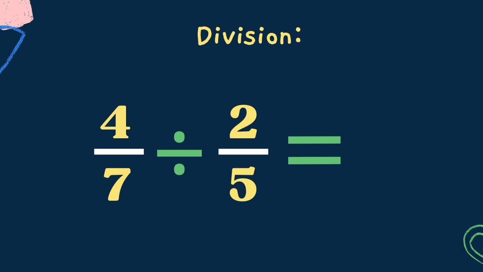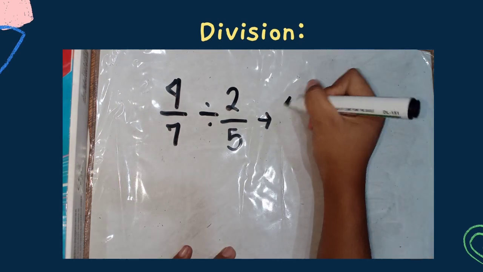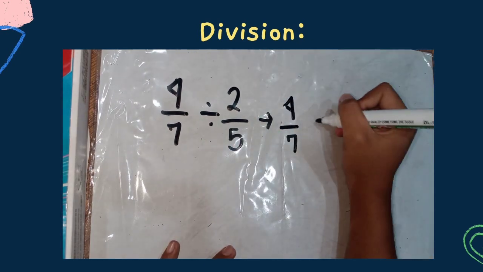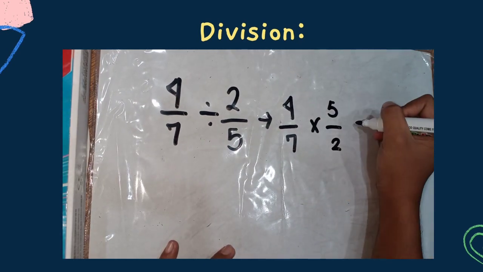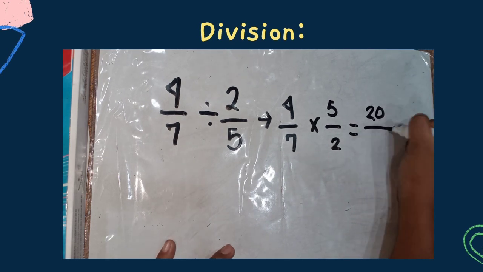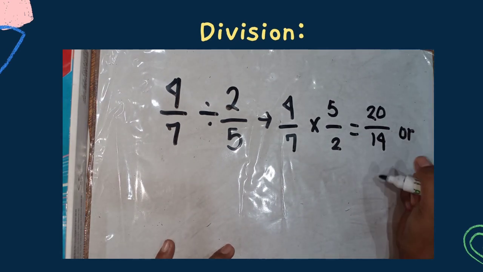Lastly, let's solve 4 over 7 divided by 2/5. Again, let's just repeat the process earlier. 4 over 7 times 5 over 2. There we have 20 over 14. Of course, that's not the final answer.